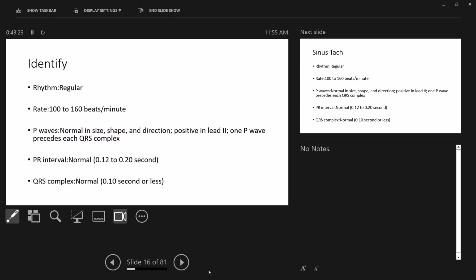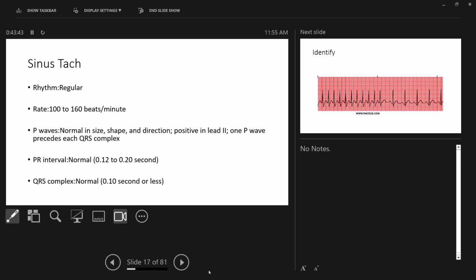The rhythm is regular. The rate is 100. It says 160, but it should be 140. P waves are normal in size, shape, and direction. You got one P wave for every QRS complex. The PR interval is normal, and the QRS is normal. What is that rhythm? Sinus tachycardia. Okay, that's why I got to adjust that. I've got 160. It's too fast. Yes, sir.